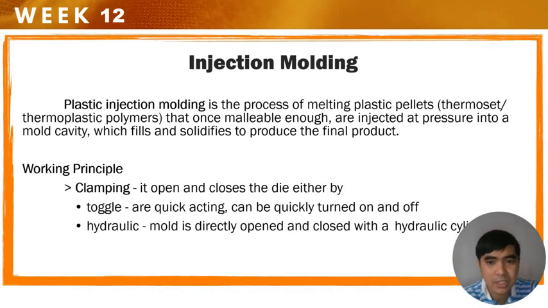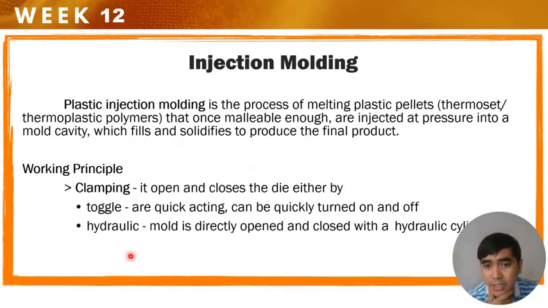Okay, so now this is another plastic process, which is called injection molding. So plastic injection molding is the process of melting plastic pellets. So it can be thermoset or thermoplastic polymers that, once malleable enough, are injected at pressure into a mold cavity, which fills and solidifies to produce the final product.